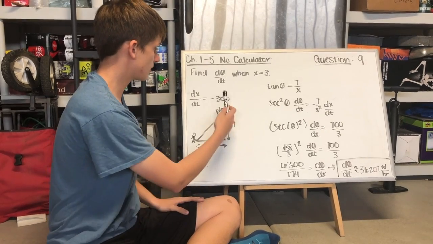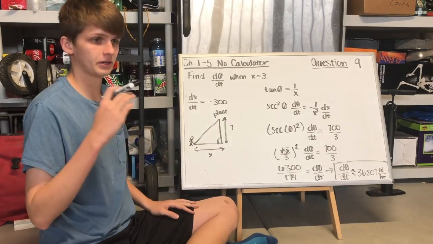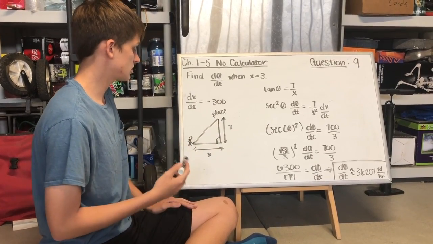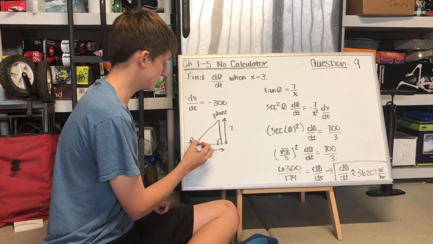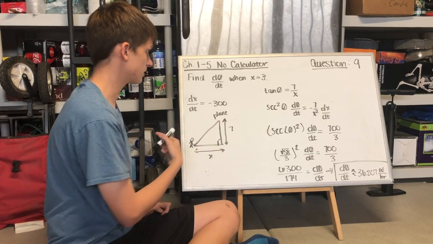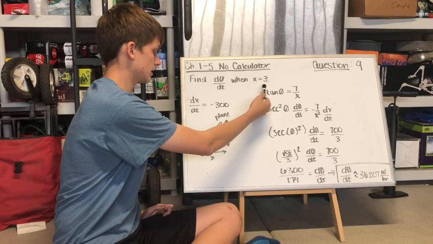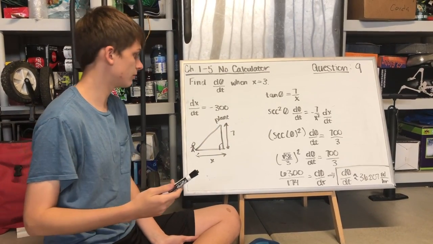The plane is 7 miles above the ground, and the plane is flying at 300 miles per hour toward the person. So in this situation, we're trying to figure out how much the angle here is changing by as the plane is flying toward the person. So what we're trying to find is d theta over dt when x equals 3, since x equals 3 is the x value we're given in the problem.